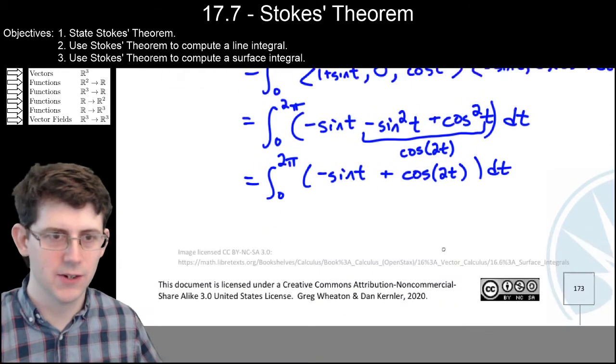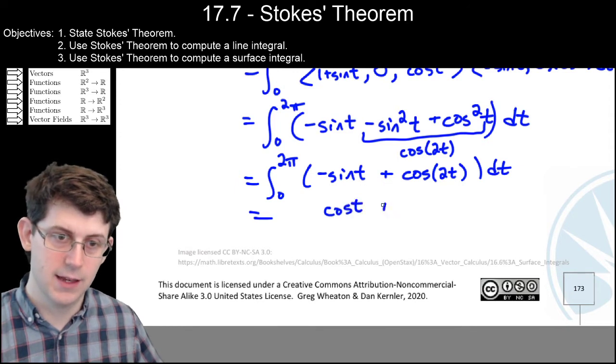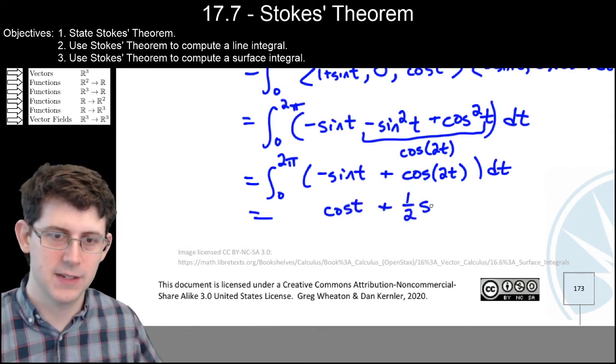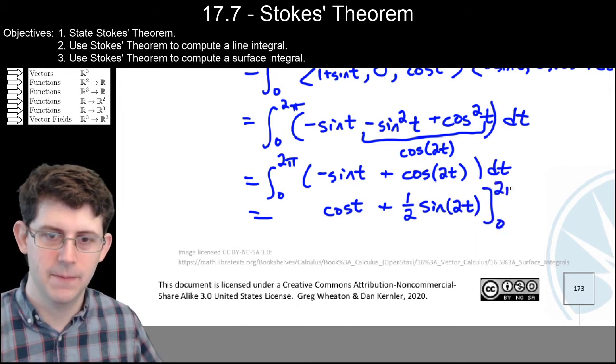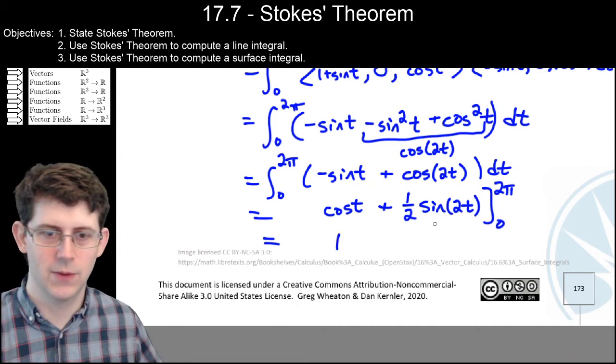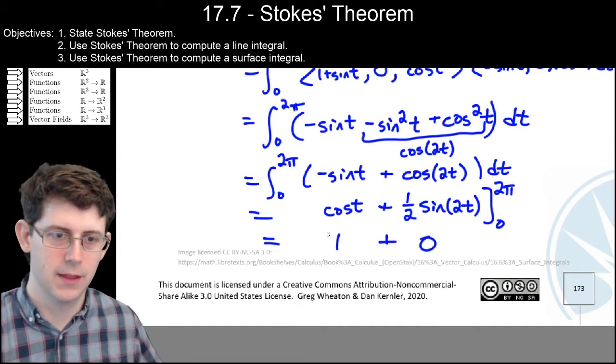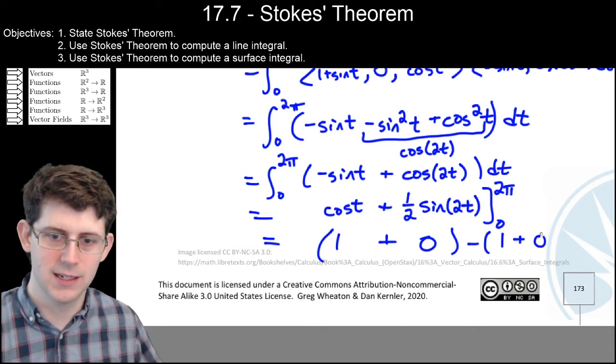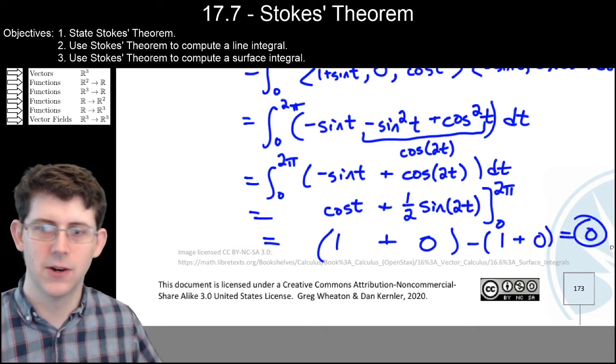And then we can do the integral. Integral of minus sine t is cosine t. Integral of cosine 2t is half sine 2t. And we'll go from 0 to 2 pi. When I plug in 2 pi here, I get 1. And when I plug in 2 pi here, I get 0. When I plug in 0 here, I get 1. And 0 here is 0. So I just get a total of 0.